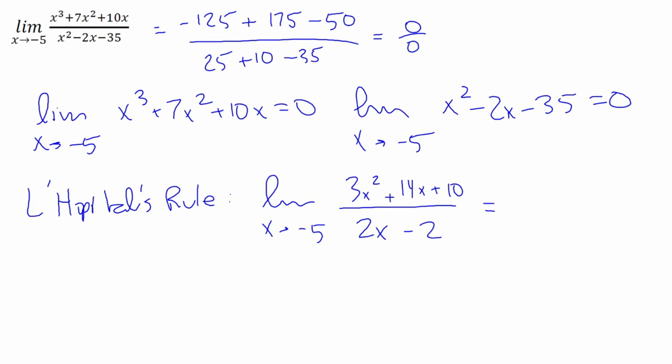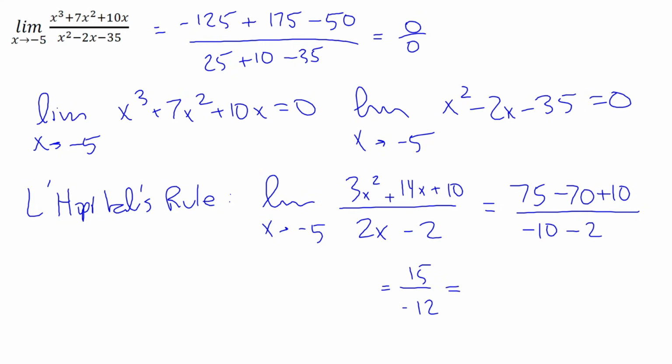Now just plug in the values that you have here. So if we plug in negative 5, we're going to get 75, and then minus 70 plus 10 in the numerator. And in the denominator, it's going to be negative 10 minus 2. So we end up with 75 minus 70 is 5, plus 10 should be 15. So we have 15 over negative 12. Divide those both by 3, and you get negative 5 over 4.